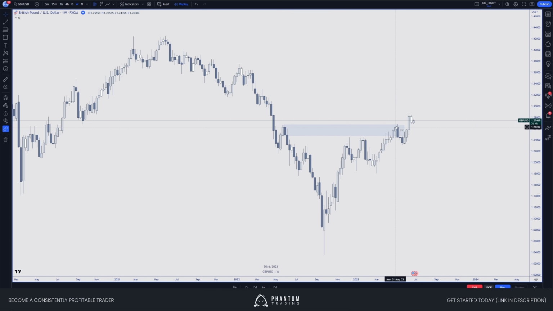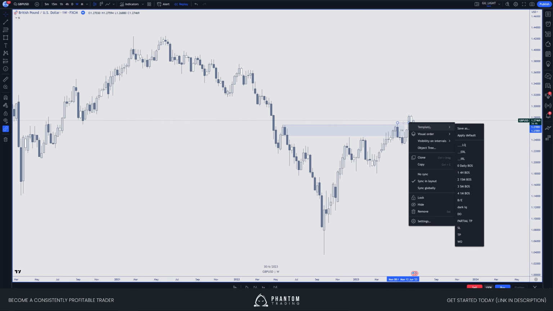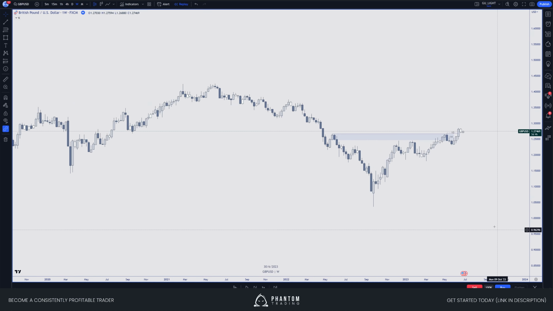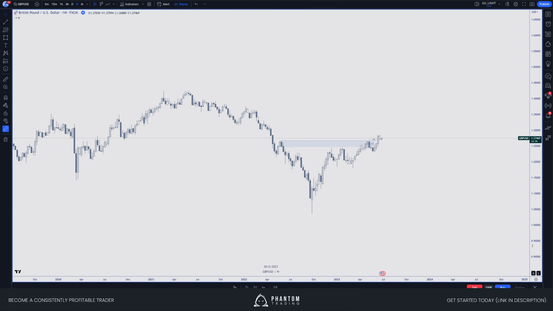I'll mark this out just as liquidity that's getting taken out, but we can also view this as these internal structure breaks, right, which on the lower time frames are going to be more clearly a daily break of structure. So that's really all there is to mark out on the weekly.